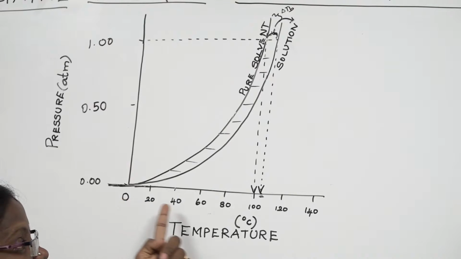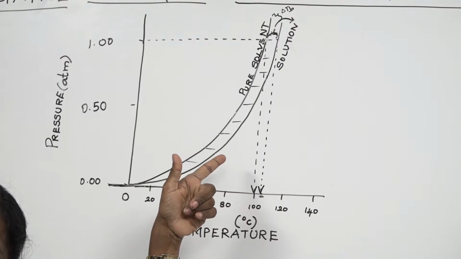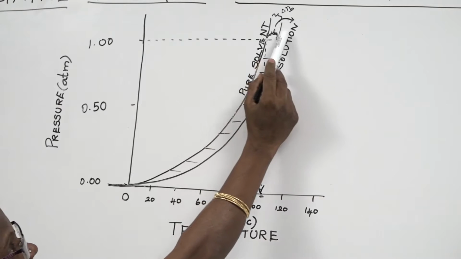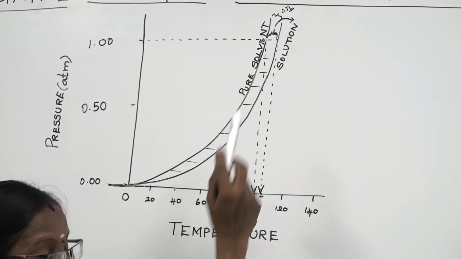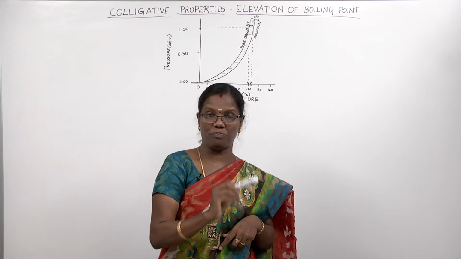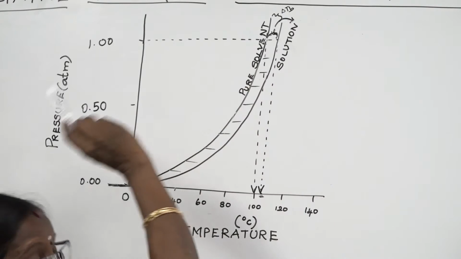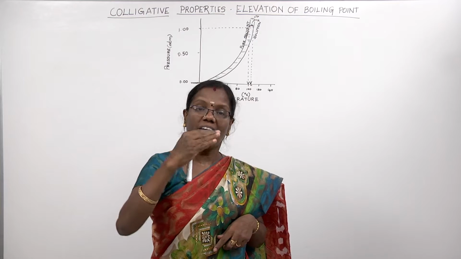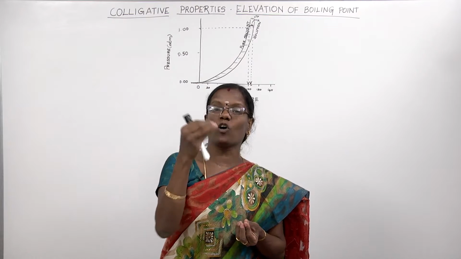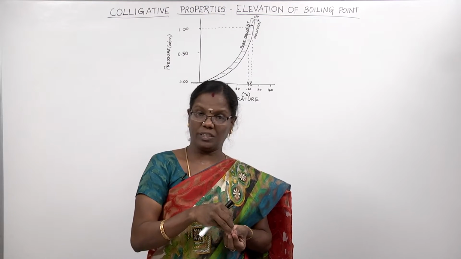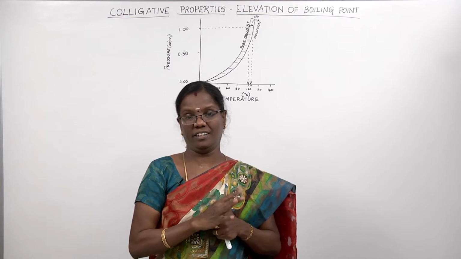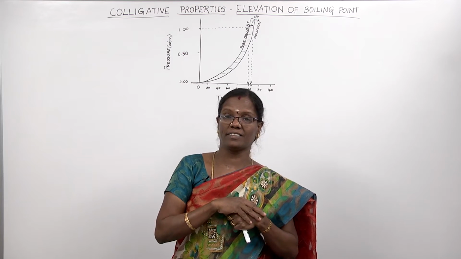As the temperature increases for this dilute solution, the vapor pressure also increases as we heat it. At this particular point, the vapor pressure of the solution becomes equal to the atmospheric pressure. So it is not at 100 degrees centigrade, but at a temperature higher than 100 degrees Celsius. What we can conclude is, when we dissolve a known amount of solute in a solvent, the boiling temperature of that solution increases. Can you say the reason for this?